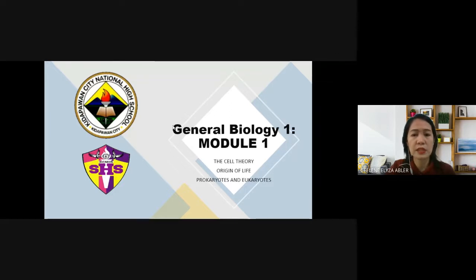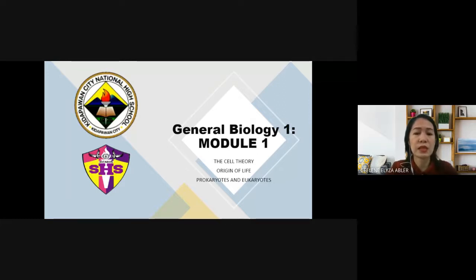So the first thing that you have to do is, maging katabi muna ninyo yung inyong mga module, tapos you follow our lesson through your modules. If you have your textbook, you can find in your table of contents or in the index na portion of your textbook saan ang topic na ito.